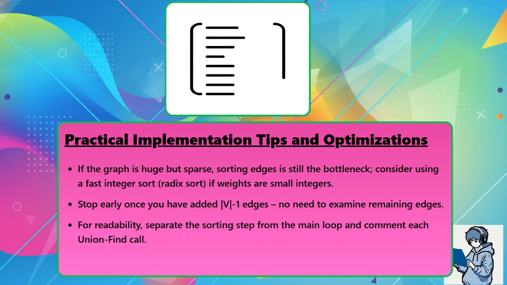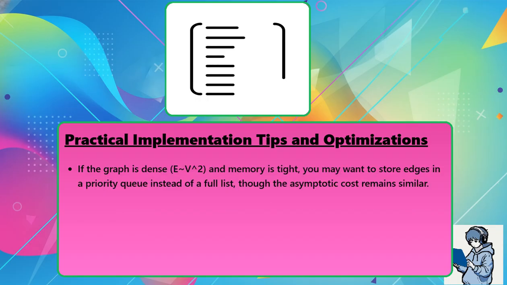For readability, separate the sorting step from the main loop and comment each union find call. If the graph is dense and memory is tight, you may want to store edges in a priority queue instead of a full list, though the asymptotic cost remains similar.